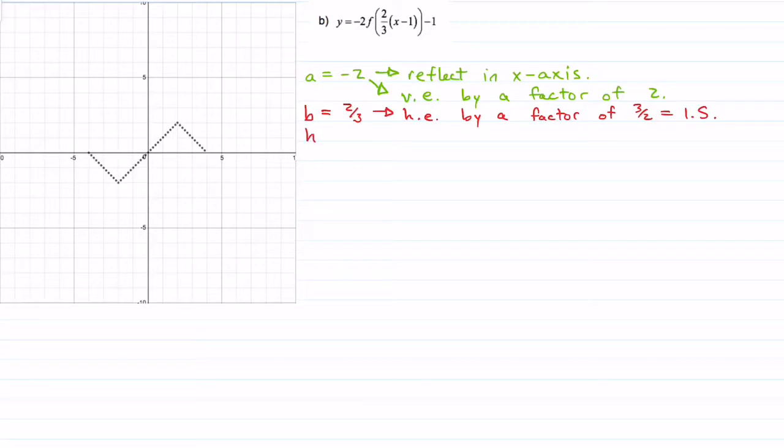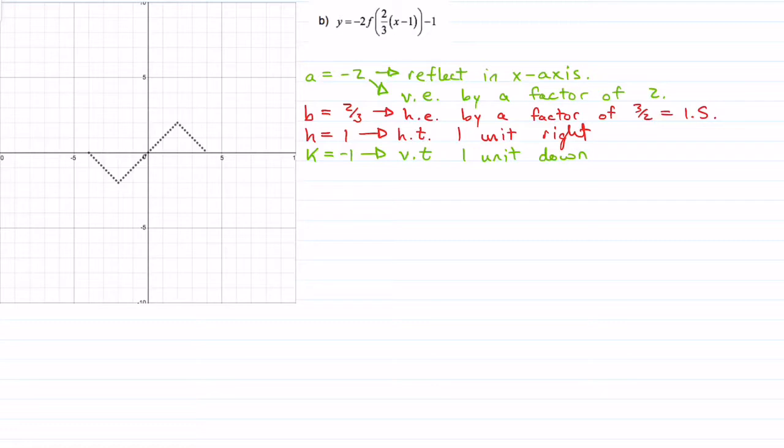The h value is positive 1 because it's x minus 1 inside the brackets. It's actually opposite, so it's a positive 1, which is a horizontal translation, 1 unit to the right. The k value at the end, the last one, is a negative 1, which is a vertical translation 1 unit down. So because it's outside the brackets, it stays the same. So that h value, it's inside the brackets, it's opposite. K value, outside the brackets, it stays exactly the same.